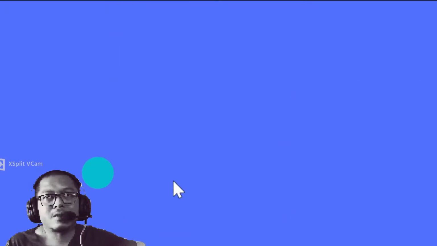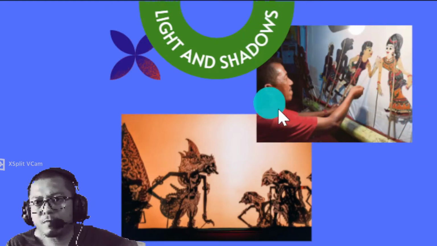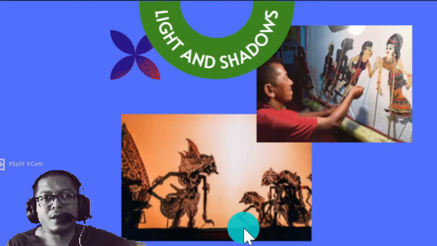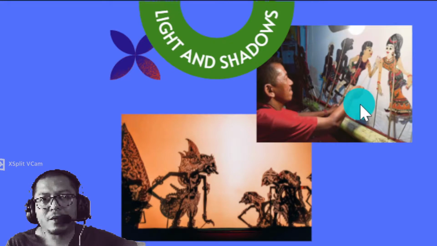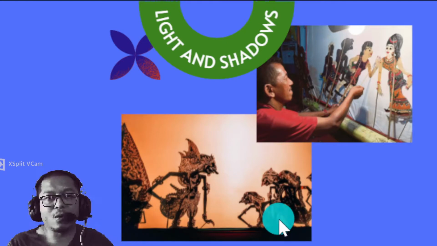Like this example, this person is playing wayang kulit. Wayang kulit is a kind of theater, an old type of theater, and they portray shadows like this from objects like here in this picture, and you can see here, this is an example. It's not the same, of course, but more or less.